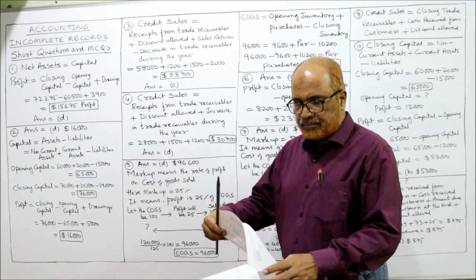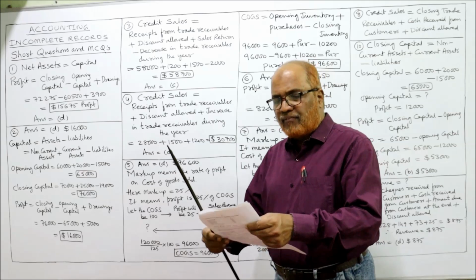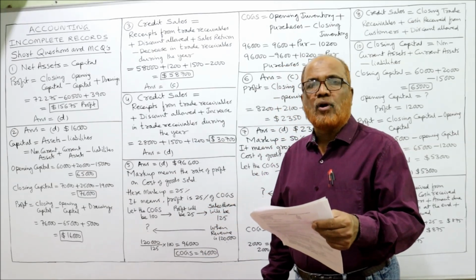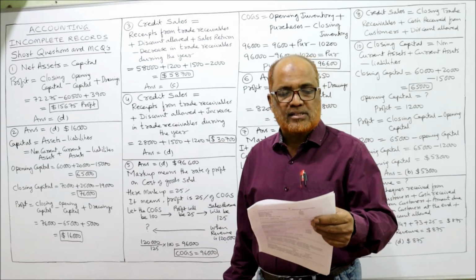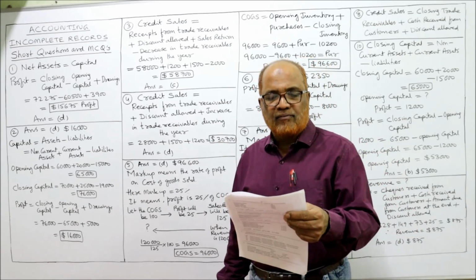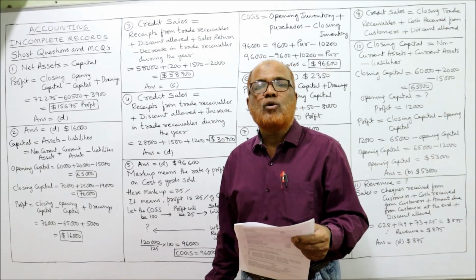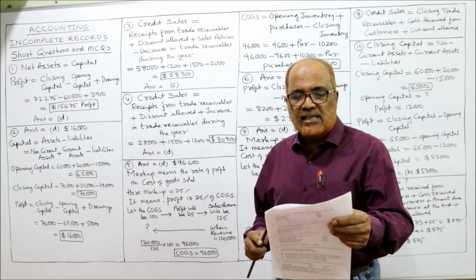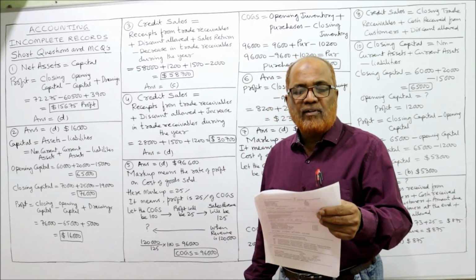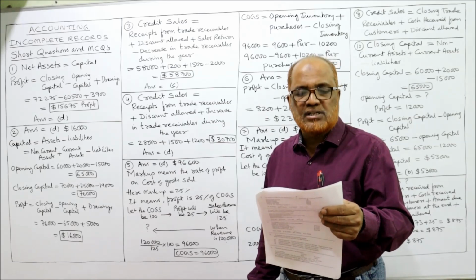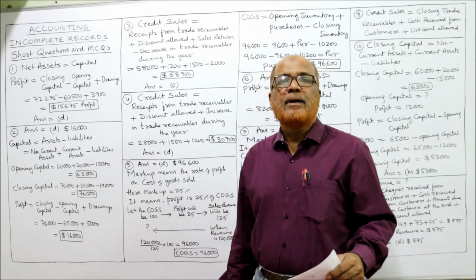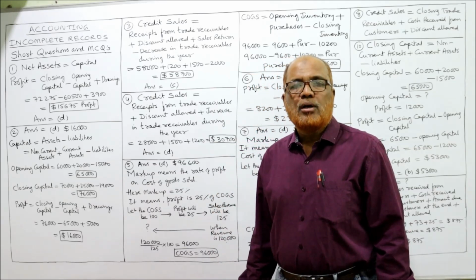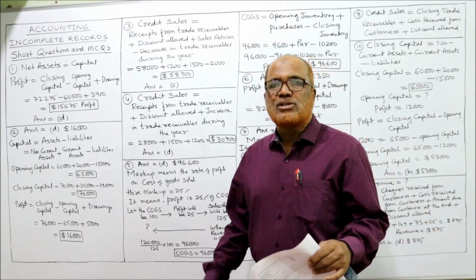Now see the fifth one. Problem number 5. A trader provided the following information. Here, little bit difficult problem. Carefully you try to understand. Revenue means sales. Sales revenue are 1,20,000. Inventory at the start of the year 9,600. Inventory at the end of the year 10,200. Inventory means stock. Opening stock and closing stock.